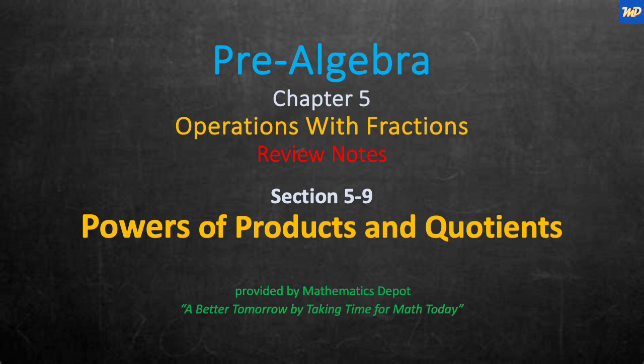This video covers Chapter 5, Section 9, titled Powers of Products and Quotients. By the end of this section, you will have reviewed the procedures for finding powers of products, including simplifying powers of products, working with negative signs, and reviewing the rules for raising a product to a power. Additionally, you will be finding the powers of quotients and reviewing rules for raising a quotient to a power.